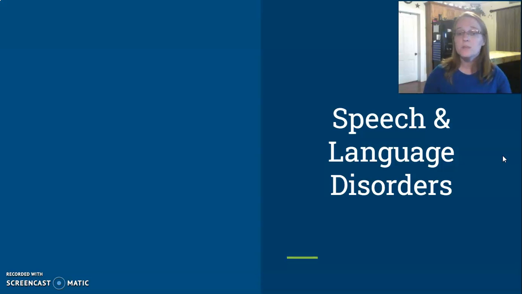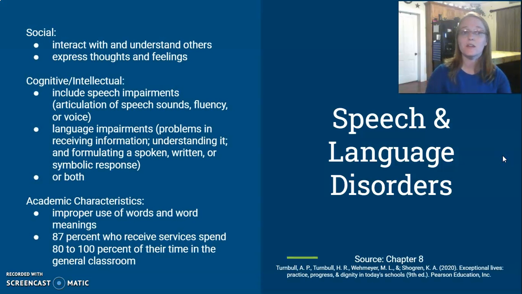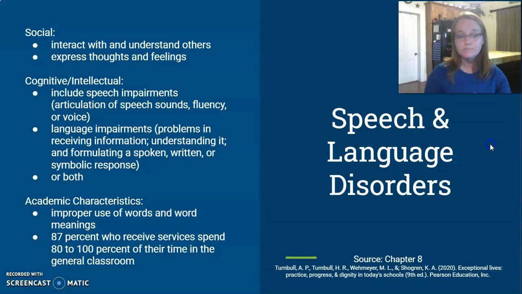Speech and language disorders are going to consist of interaction with and understanding other students. It can be difficult to express feelings. Include speech impairments, articulation of speech sounds, fluency. Language impairments may be receiving that information or understanding it. So those are all areas that you want to focus on, especially in their academic area. They may be using improper use of words or word meanings.